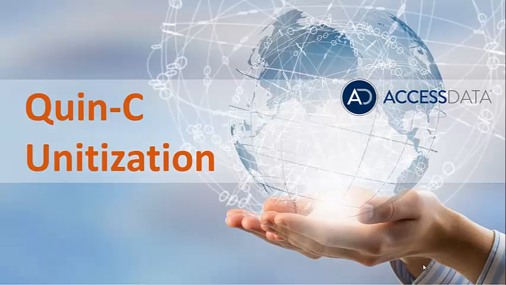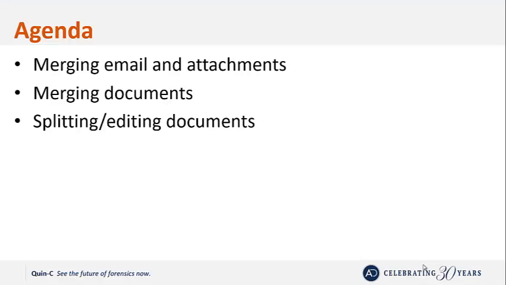In this video, we're going to be discussing unitization. By unitization, specifically what we mean is the merging of email and attachments, the merging of other documents, and the splitting or editing of documents. Really, I think when most people use the word unitization, it really just means this last bullet point. But allow me some artistic license here for the sake of the demo. All these sort of go together, and so I'm kind of grouping them in the unitization umbrella, if you will. So let's hop in the tool and see how all these different ones work.